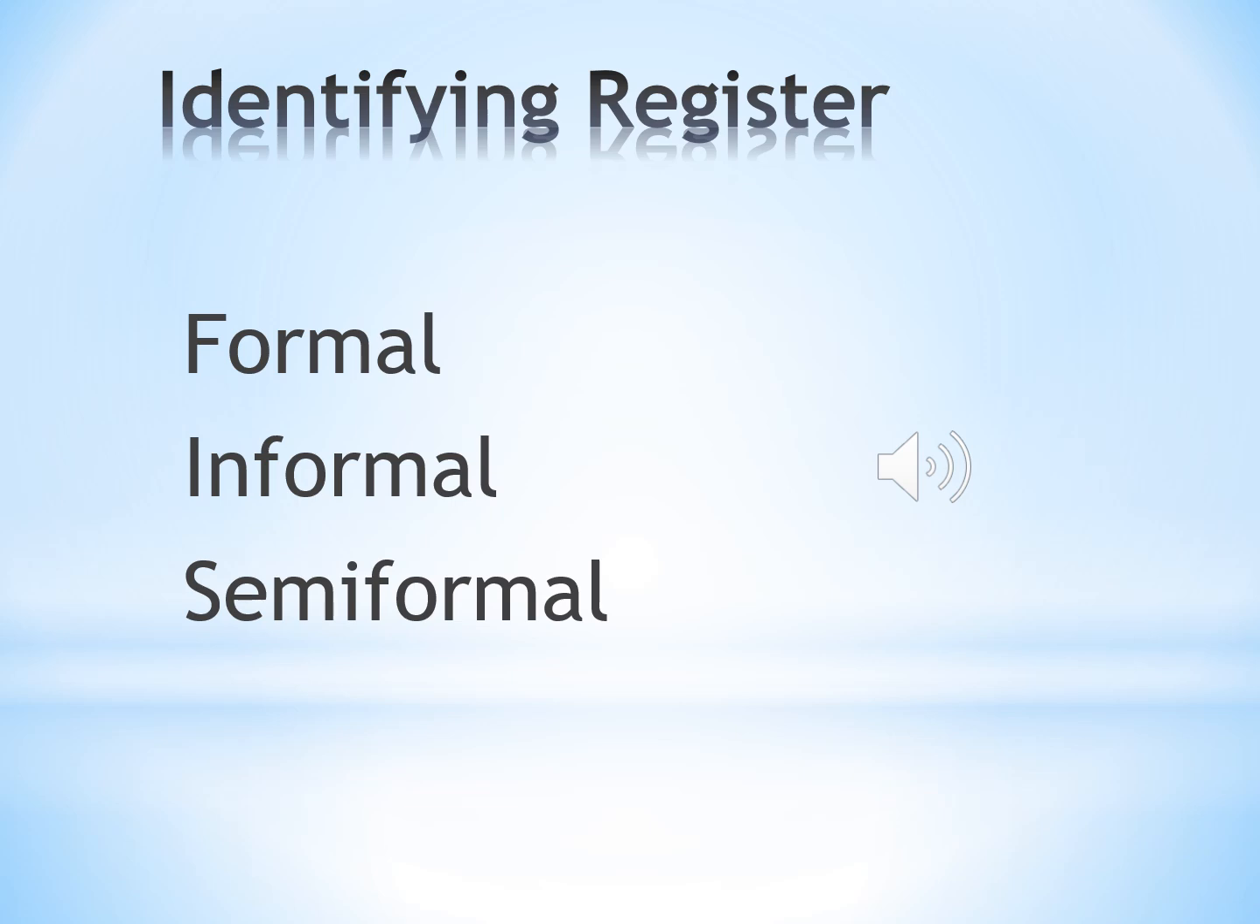So you have to go in between, something in between informal and formal. That is called semi-formal register. So in English, there are three types of registers: formal, informal, and semi-formal.